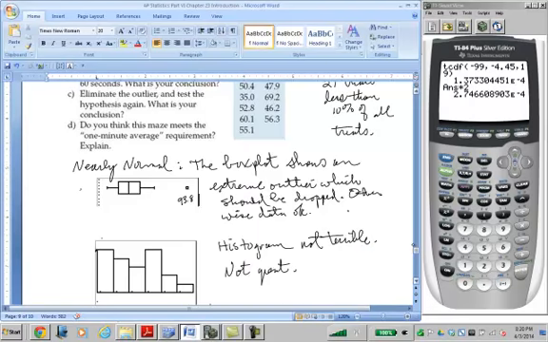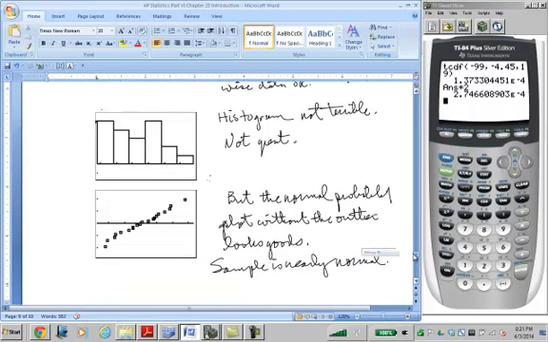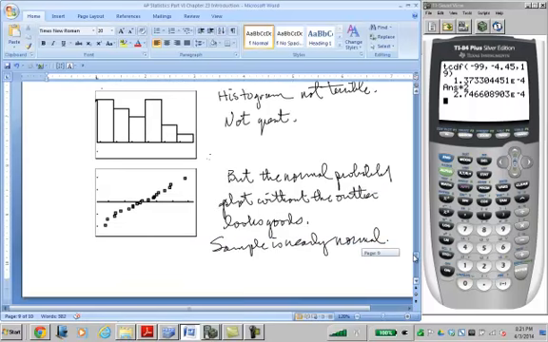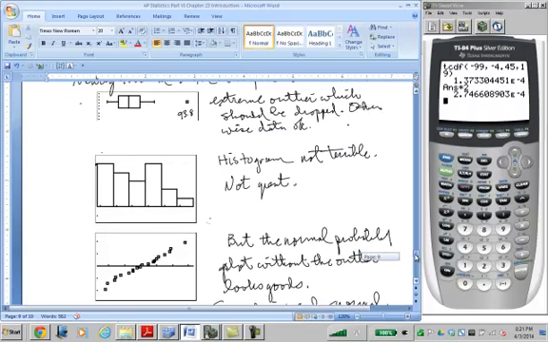Histogram's not terrible. It's not great. It hasn't got two modes. It's, I don't know, but it's only 20 data items. But the normal probability plot to the rescue looks very good. Okay, so based on the normal probability plot and the fact that the box plot looks pretty good without that outlier, then we'll say the sample is nearly normal. The preconditions have been met.